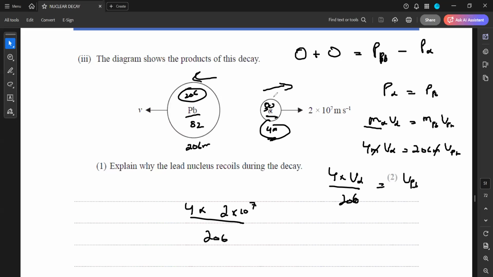Yes, you can also use u as the unit. Like, one nucleon has a mass of u, so 206 will be 206u. So you can use the term u as well. You can say this will be 4u and this will be 206u, and u cancels out with u. So you just have to simplify and you'll get the speed at which the lead will recoil. Is it clear? This one?